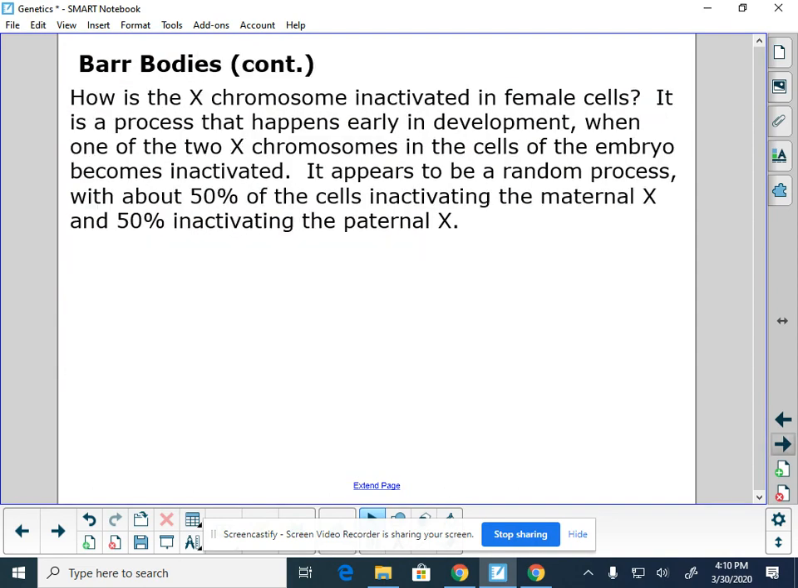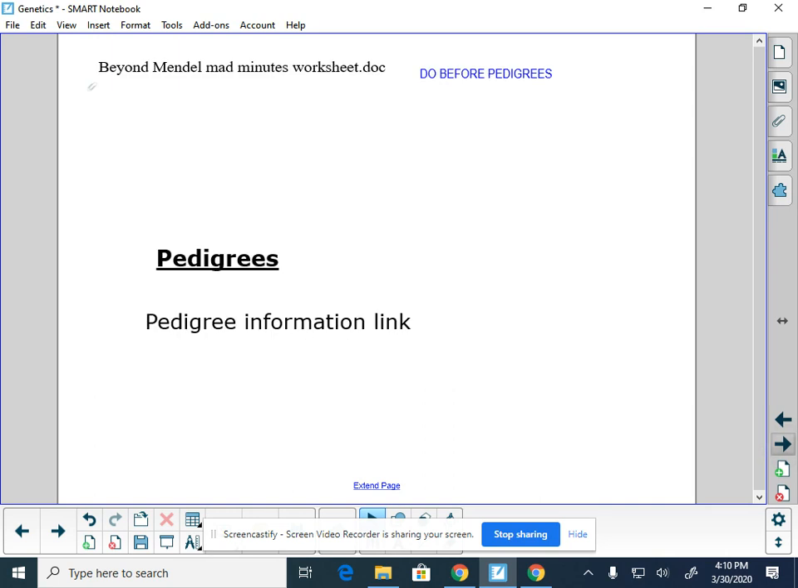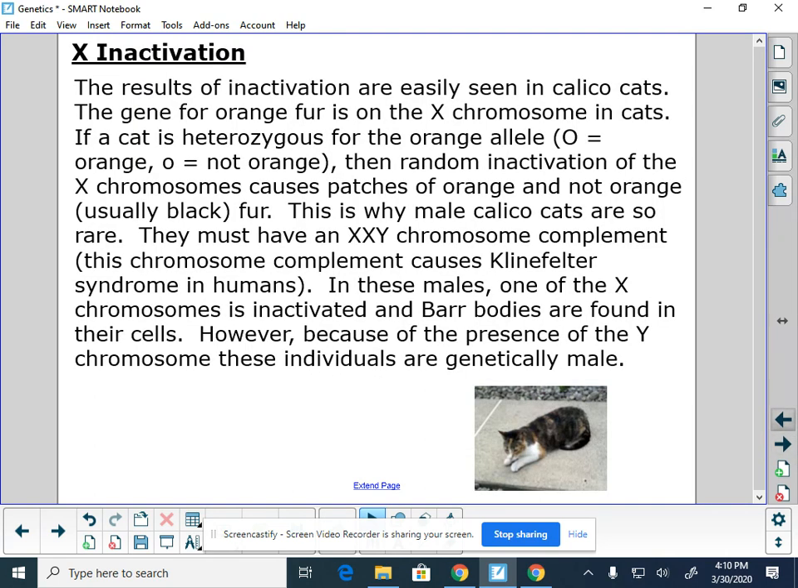I think that's the rest. The rest is just notes that you can read through on your own, and then that takes us to the next unit. Hopefully that all makes sense. Again, if you have any questions about sex-linked traits, please email me them. I will give you a practice worksheet on this in the next day or so.